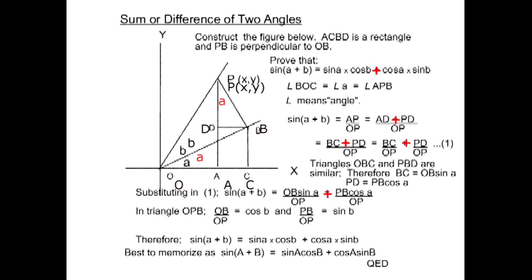The statement of the identity is that the sine of angle A plus B is equal to the sine of A times the cos of B plus the cos of A times the sine of B. Now, angle BOC is equal to angle small a, which equals angle APB. Notice the location of angle APB. You can, if you want to, insert a little a at the angle at P to remind you that that angle is the same size as the angle at the origin.